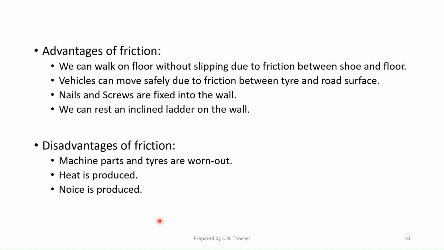The last point is the advantages and disadvantages of friction. These are very simple terms. So what are the advantages? We can walk on the floor without slipping. It is due to friction between the shoe and the floor. Vehicles can move safely due to friction between the tire and the road surface. Nails and screws are fixed into the wall. It is also due to friction. We can rest an inclined ladder on the wall. It is also due to friction. And what are the disadvantages of friction? Machine parts and tires are worn out, heat is produced, and noise is produced. These are the disadvantages of friction.